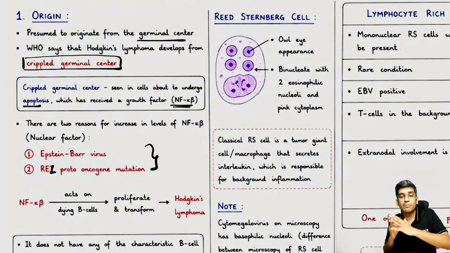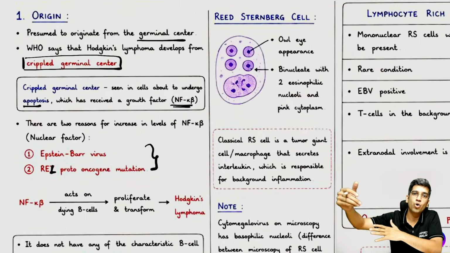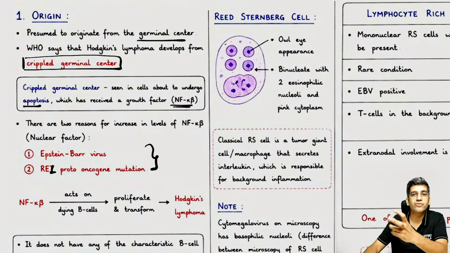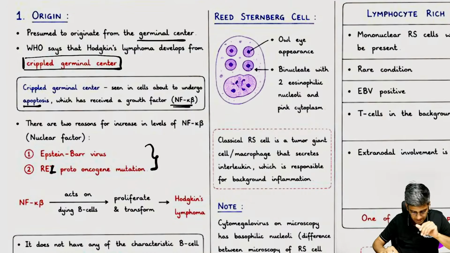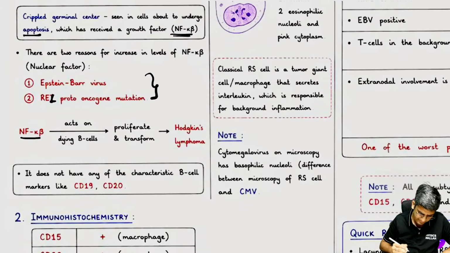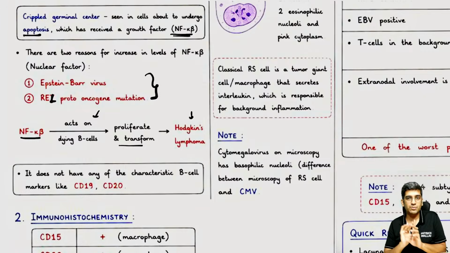Because it is about to die and someone gave it a hope, it will change its morphology and its function. That's unique about Hodgkin's lymphoma. So nuclear factor kappa B acts on a dying B cell, which proliferates and transforms into Hodgkin's lymphoma. But this transformation is a problem. They don't behave as B cells. They behave as multinucleated RS cells.